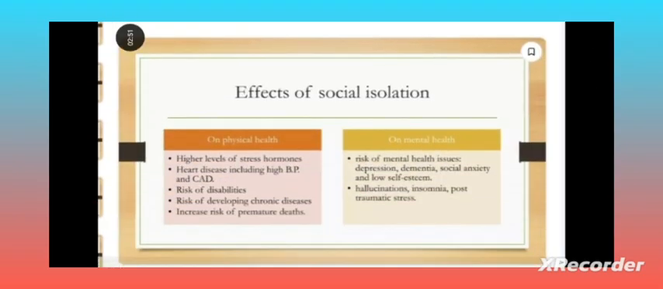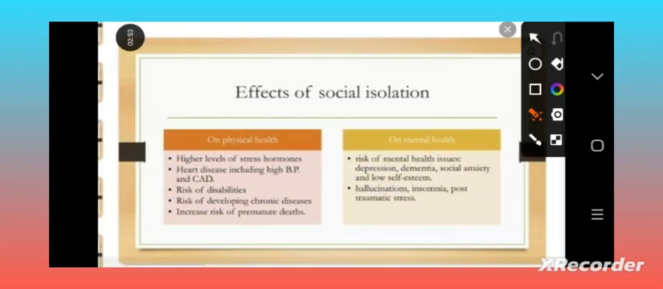Effects of social isolation on physical health and mental health. Physical health: higher levels of stress hormones, heart disease including high BP and coronary artery disease, physical disabilities, risk of developing chronic disease, and increased risk of premature death.